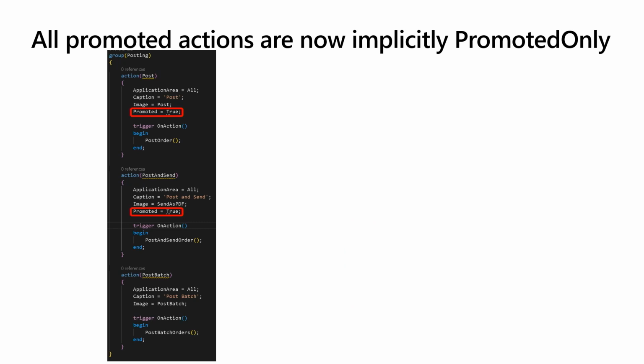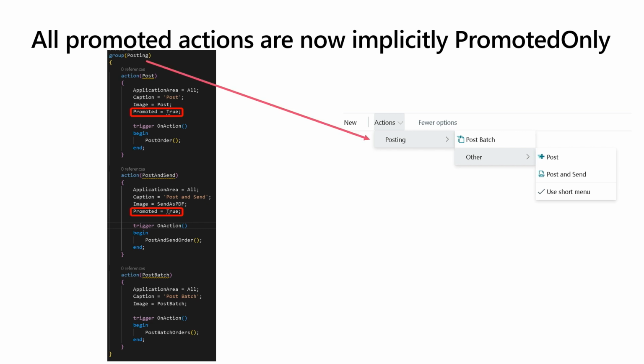Well, even the promoted only property is actually not really used for anything anymore. So let's look at an example. So here I have some code representing a group, and we have some actions in the group, and some of them are promoted, and one of them is not. So in 2022 Release Wave 2, we basically treat all promoted actions as implicitly promoted only. So the way this is done is that when we render the action bar for the code example here, we create, of course, a group corresponding to the code.